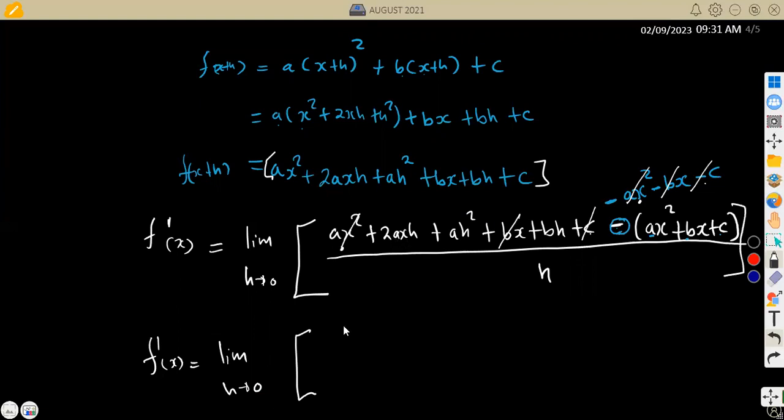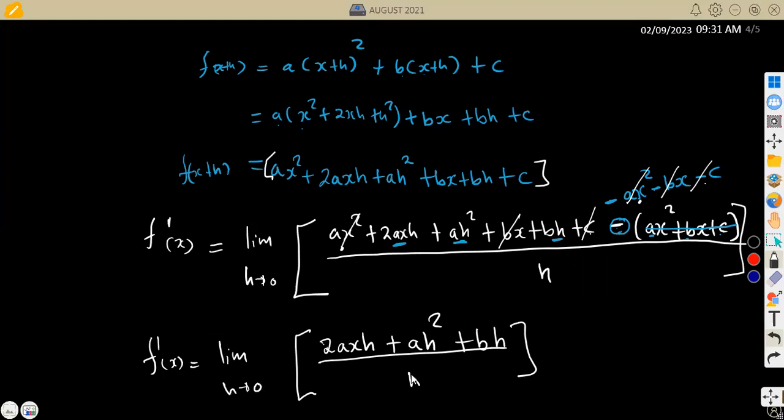Which means we are going to remain with this part. All this part is cancelled because this is the one that we wrote on top. So this is the only part that you're going to remain with, which is 2axh plus ah squared plus bh, okay? Everything over h.